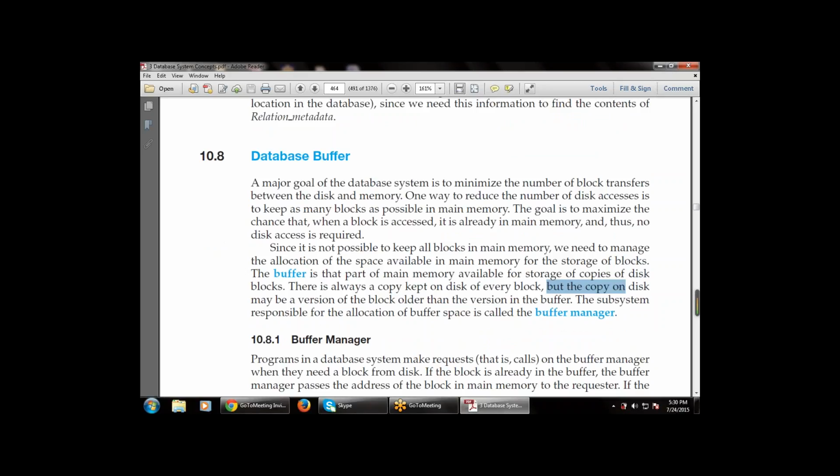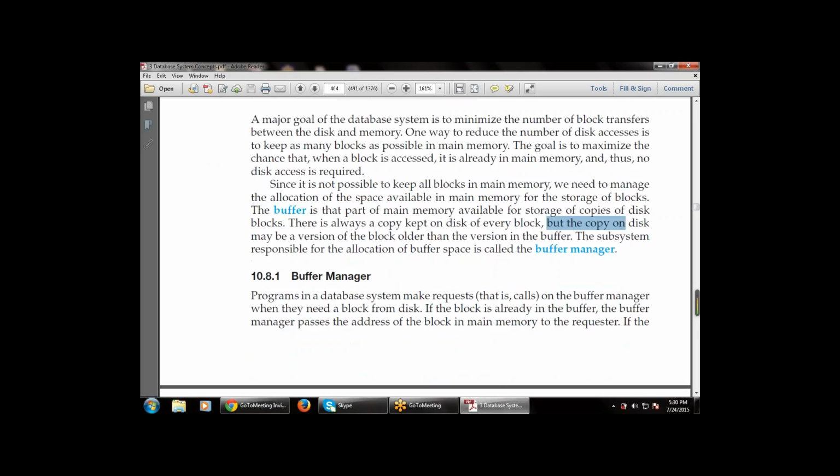The subsystem that is responsible for the allocation of buffer space is known as the buffer manager. Now, what is a buffer manager? It is a manager that manages the buffer. Programs in a database system make requests, that is calls, on the buffer manager when they need a block from the disk. Whenever there is a need for a block from the disk, the buffer manager manages everything related to the blocks.